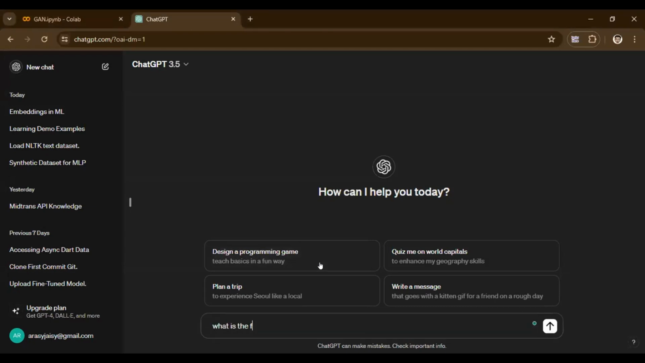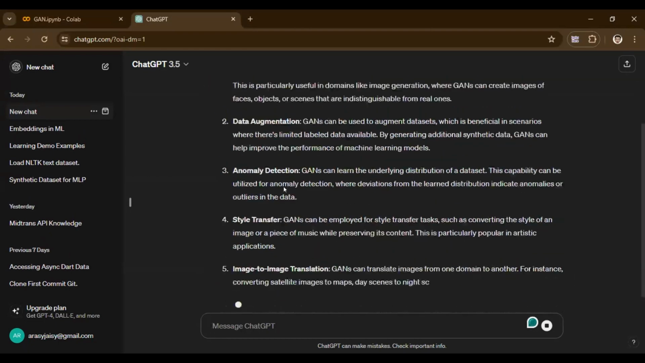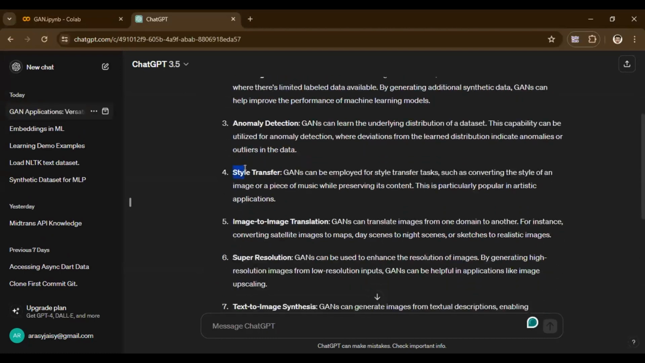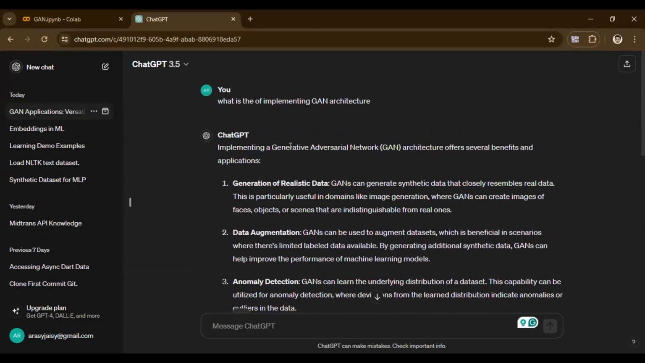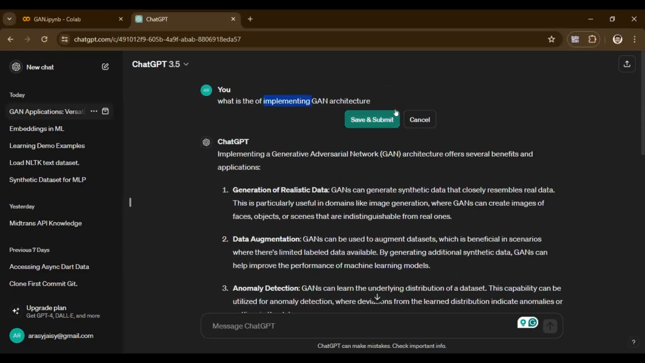What is the flow of implementing GAN architecture? Like you see, for the first one, it is generating realistic data, data augmentation, anomaly detection. Oh, this is not the implementation. But what we want is to recreate. Try to change the prompt. So create GAN architecture in Google Colab.